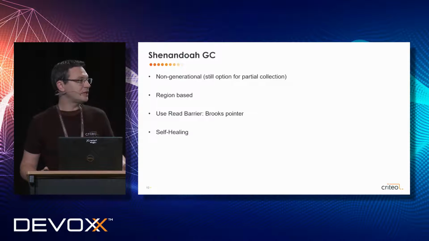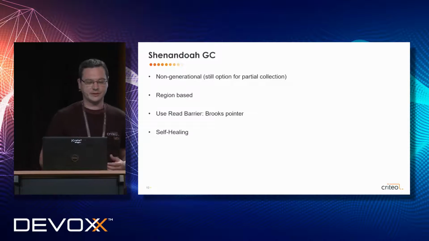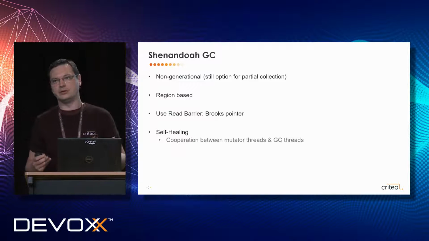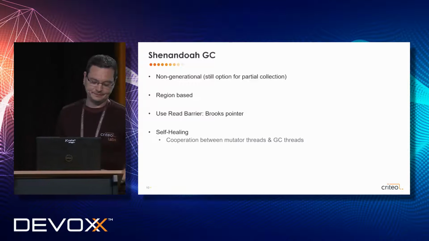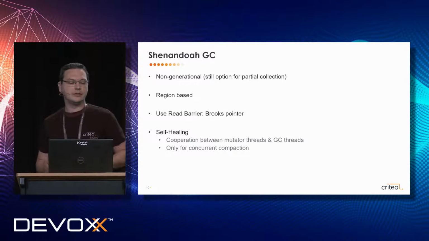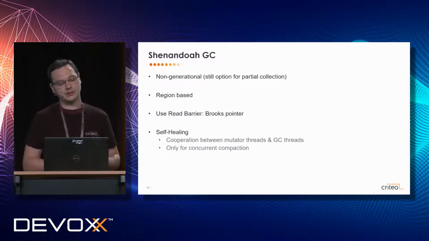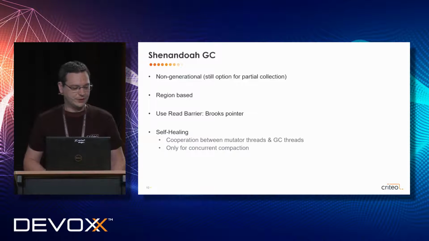There is a concept of self-healing that we'll also encounter for all the low-latency GCs. It's the cooperation between the mutator threads, the application threads, and the GC threads. For Shenandoah, it's only for concurrent compaction. Compaction is moving objects to release a region.